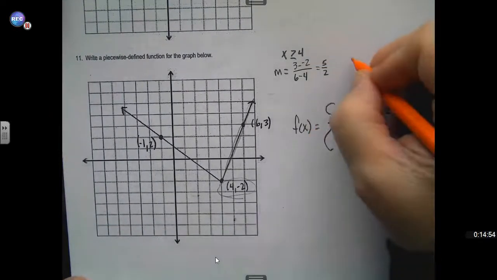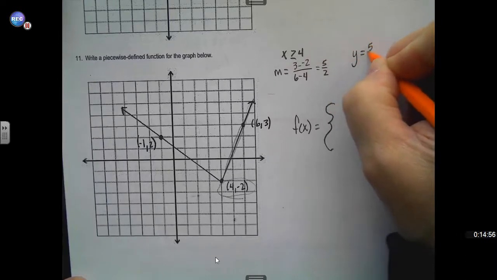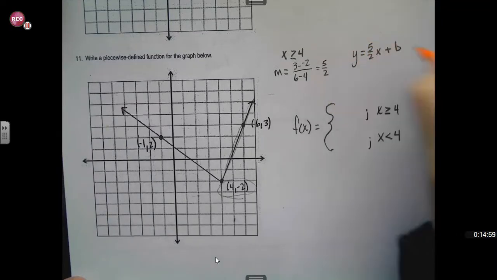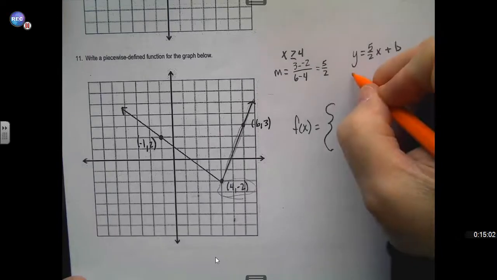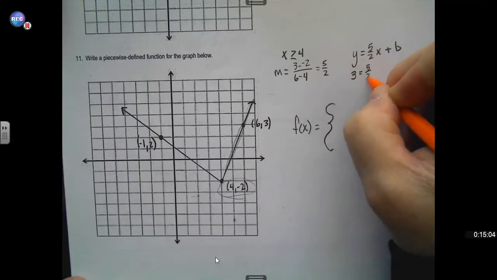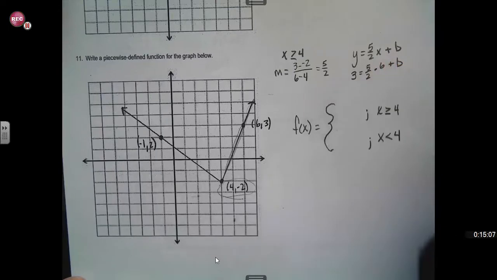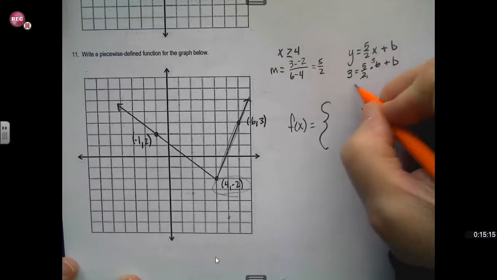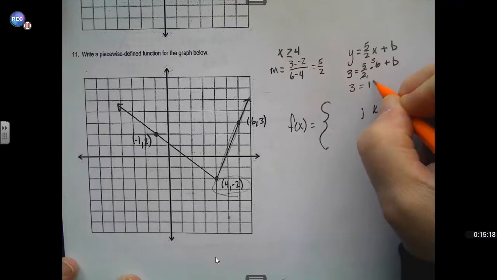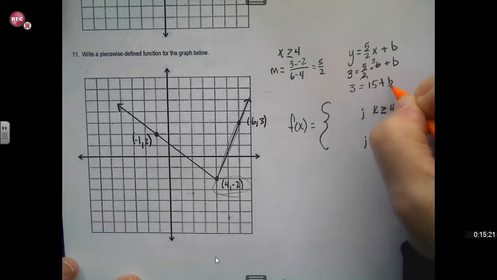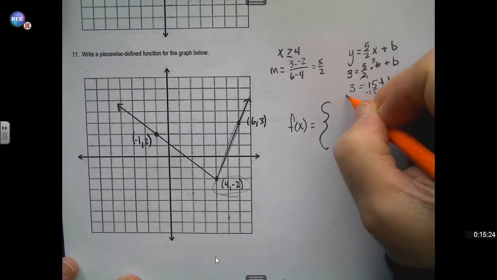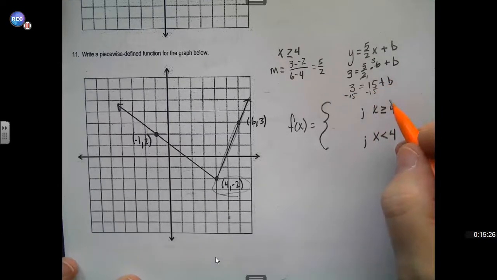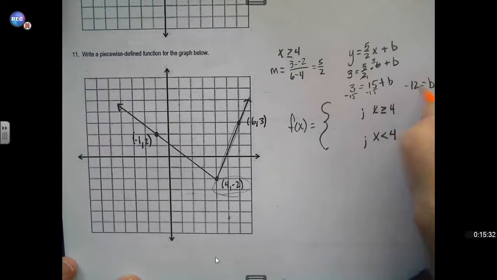And then the y-intercept, y equals 5/2 x plus b. I'm going to plug in 3 equals 5/2 times 6 plus b. So this is going to cancel, and I'm going to get 3 equals 15 plus b. And I'll subtract 15 from both sides. I'm running out of room. I didn't plan that very well. I subtract 15 from both sides, and I get that b is negative 12.